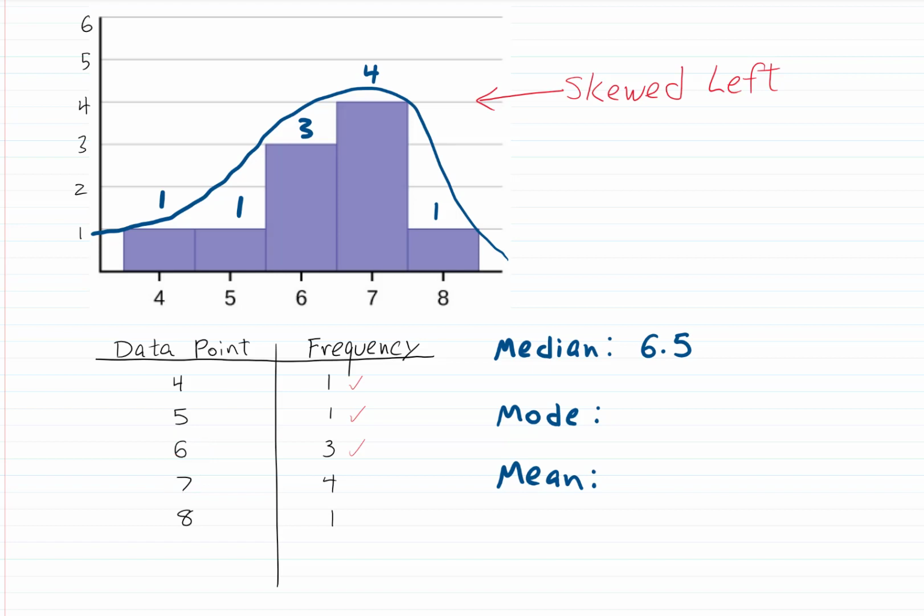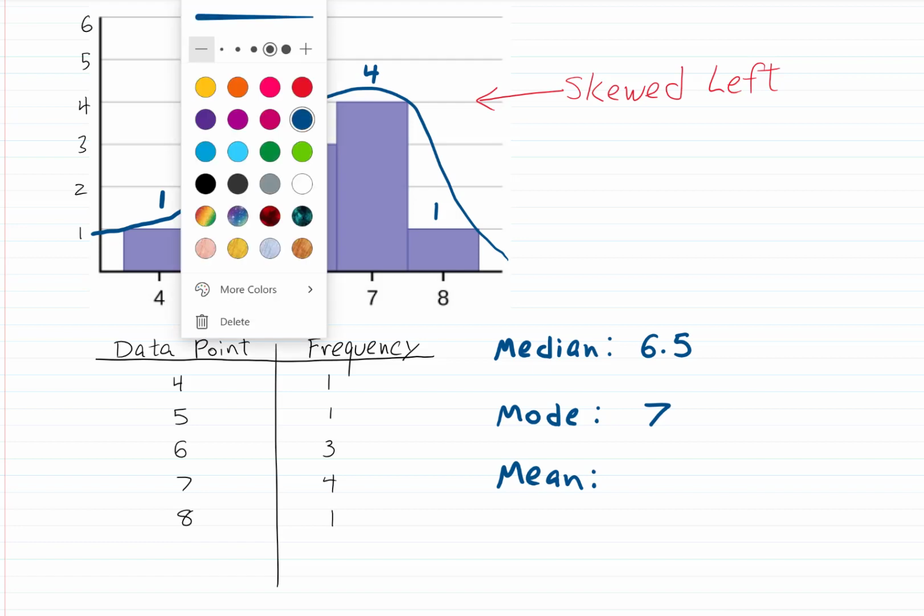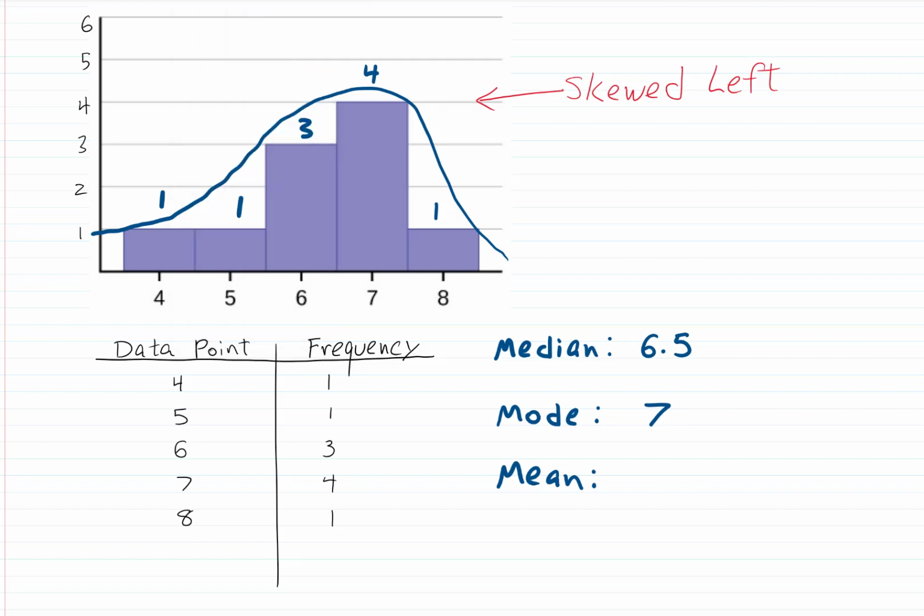Okay, let's find the mode. The mode is the most common data point. Well, that is 7. You see, the median and the mode aren't the same this time. And let's find the mean. Okay, there's a 4.